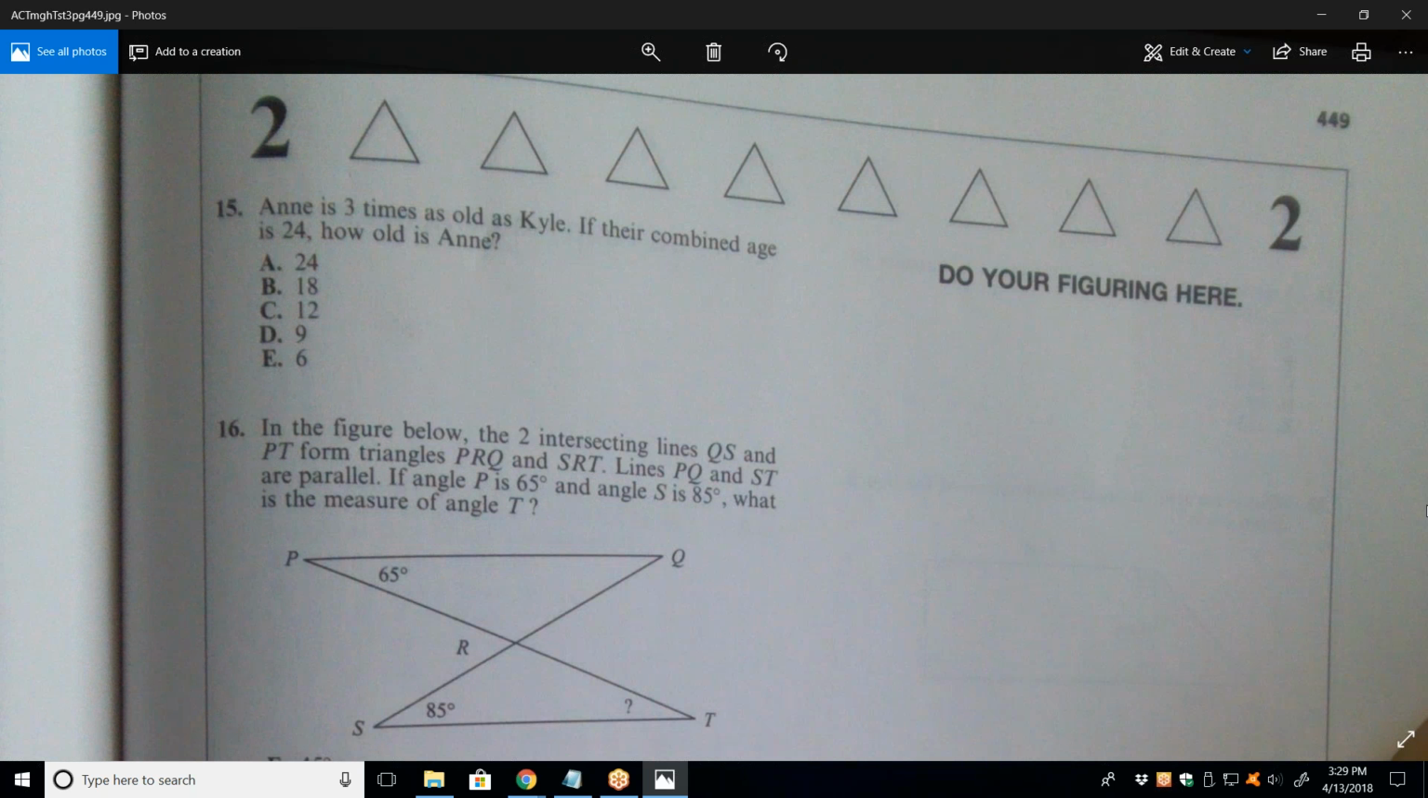Whenever you see an age problem, these are perfect for back solving. The moment I even see the word age, my mind starts thinking back solving. Or things like: Bill has 3 more marbles than Tom. Tom has twice as many marbles as Jane. How many marbles does Bill have?